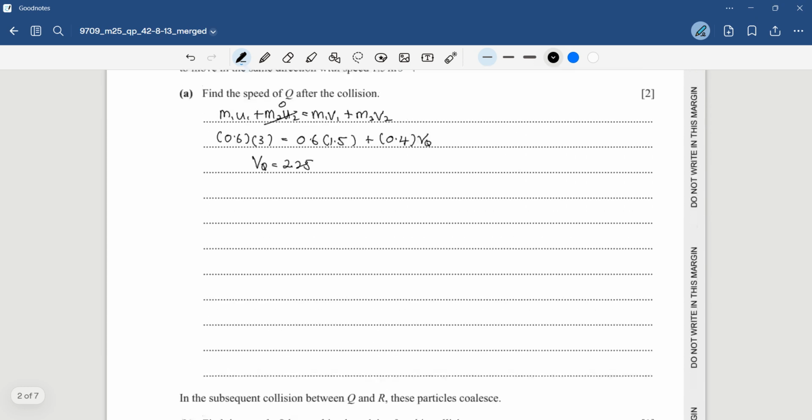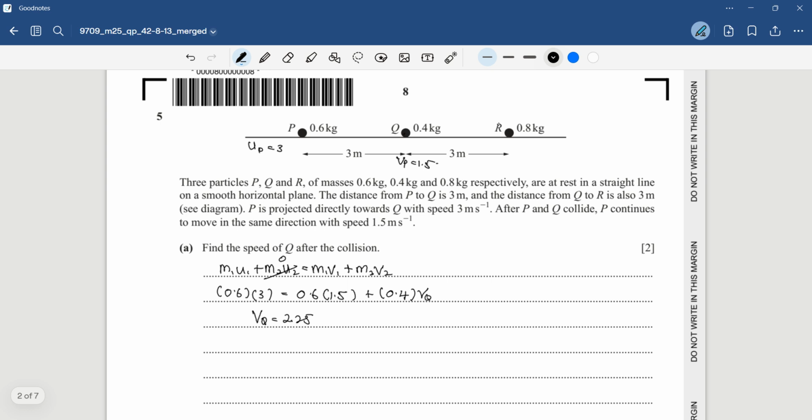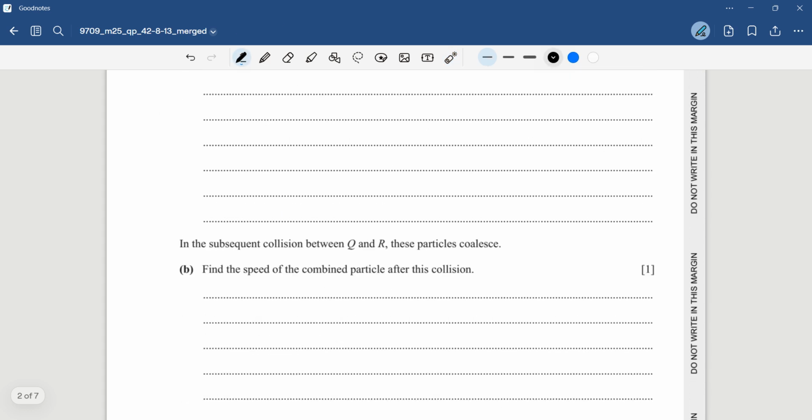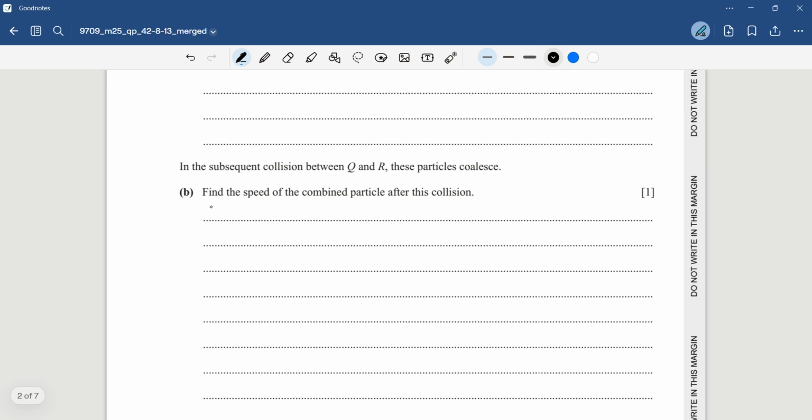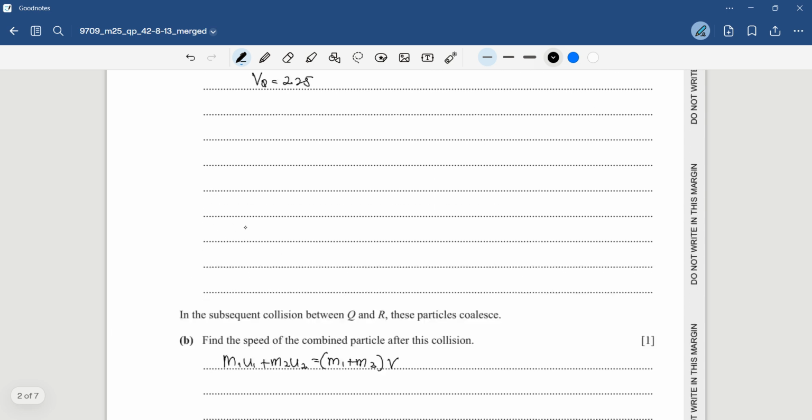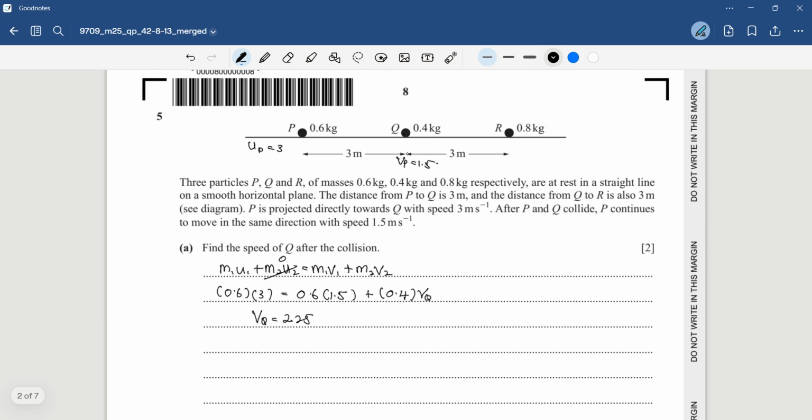So that means after Q collides with R, the objects coalesce. Coalesce means they stick together. Find the final speed of the particle. Okay, fine. So it's still the same conservation of momentum, but here we're going to have something like this: m1 u1 plus m2 u2 equivalent to (m1 plus m2) v, because they stick together and move with the same velocity.